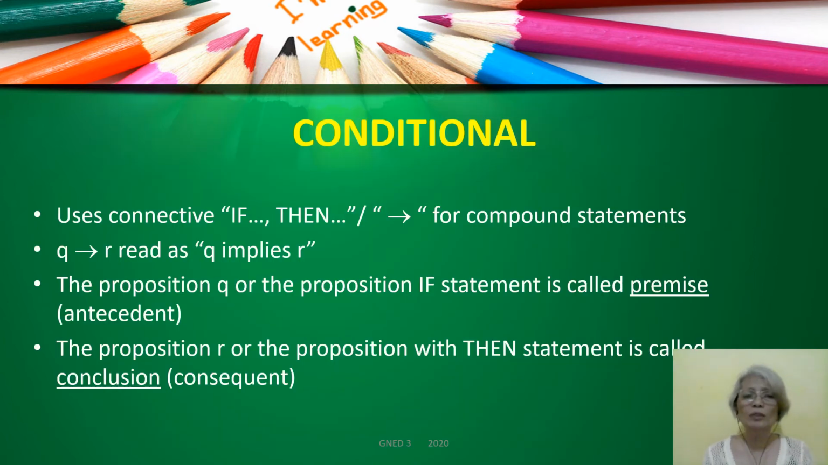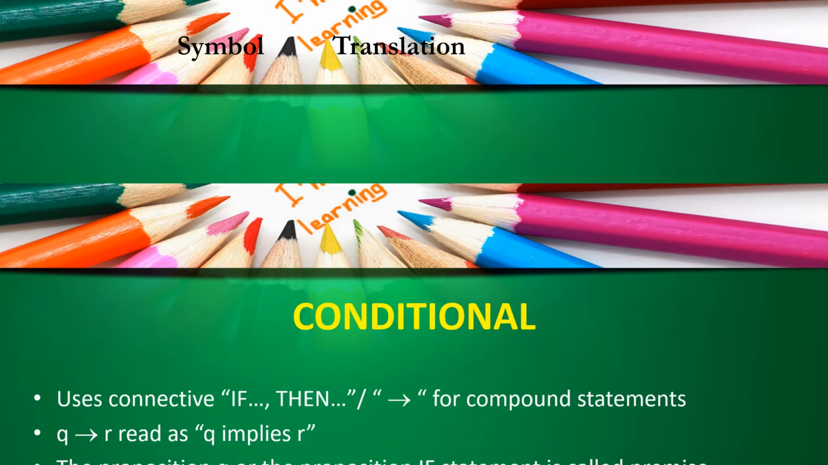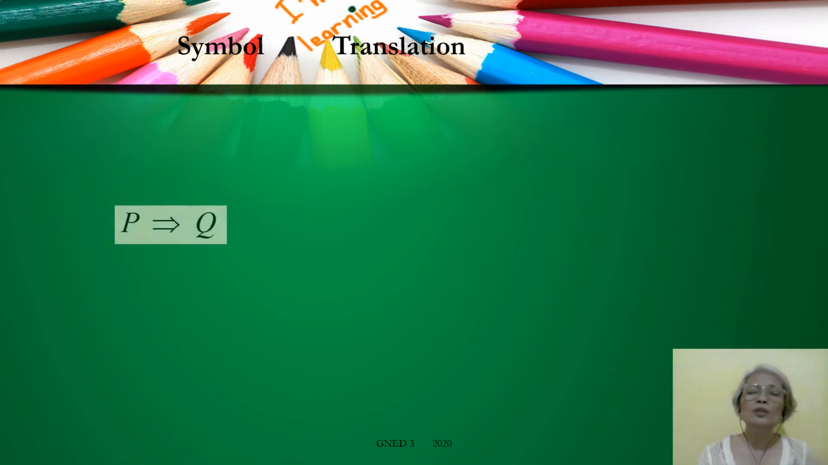And then we have the conditional, which uses if-then. We read this as Q implies R. Now, Q, or the proposition after if, is called the premise or the antecedent, while the proposition R, with the then statement, is called the conclusion or the consequence. So if is the premise or the antecedent, and then is the conclusion or the consequence.